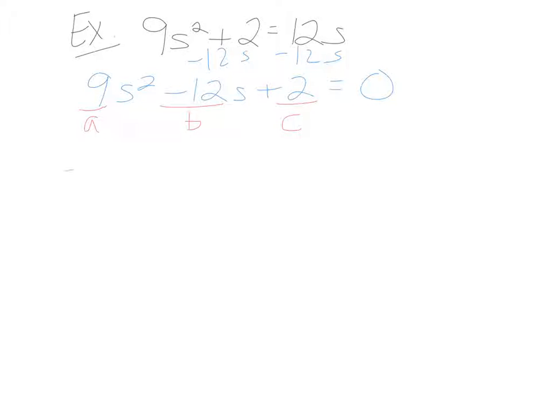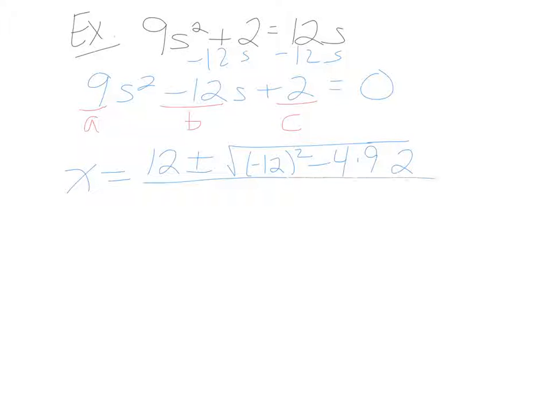Filling in our formula, x equals, now there's already a negative in the formula, and we're plugging in a negative 12. So negative 12 becomes positive, plus or minus the square root of negative 12 squared. If you put a negative in the calculator and square it, make sure you put parentheses around it, or the calculator won't include the negative when it squares. So negative 12 squared minus 4 times 9 times 2, all over 2 times 9.